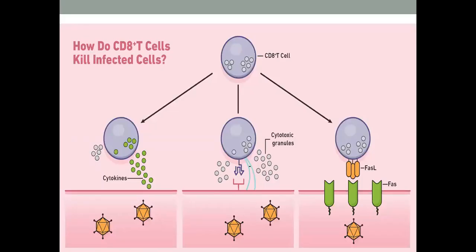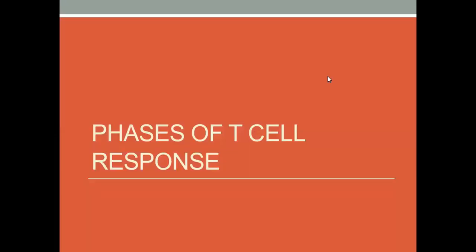How do CD8 T cells kill infected cells? This is the CD8 cell. They release cytokines, they release cytotoxic granules, and they mediate this interaction. So in this way, they cause the direct killing of the pathogen.